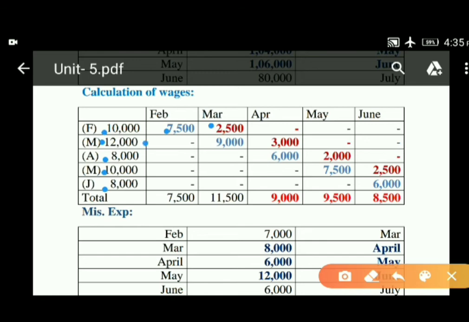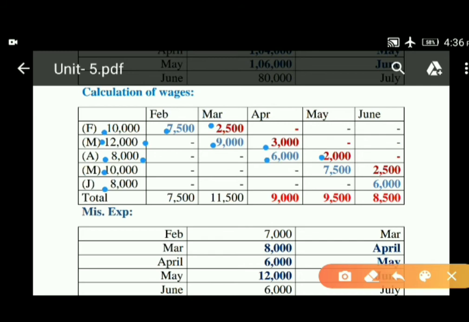Similarly, March wages 12,000, 75% paid, that is 9,000 in the month of March, and remaining 3,000, that is 25%, will be paid in the month of April. Next, April 8,000. 75% on 8,000, that is 6,000, is paid in that particular month April, and remaining arrears, that is 25%, means 2,000, will be paid in the month of May.